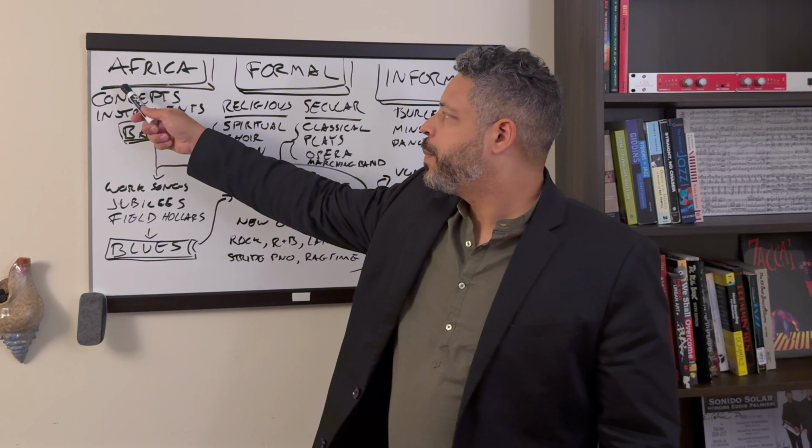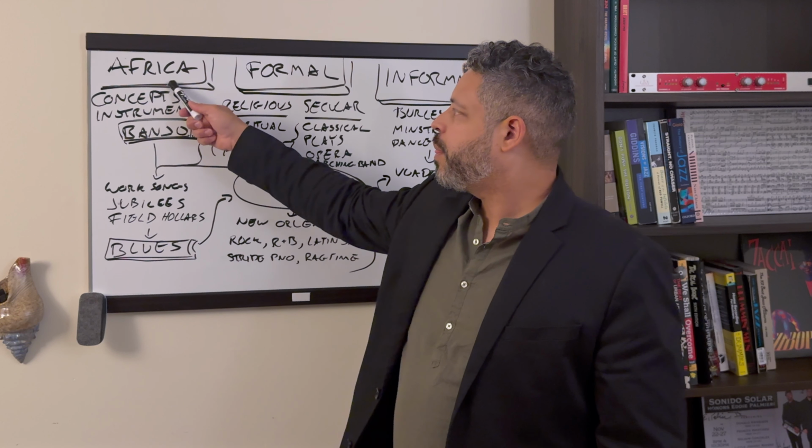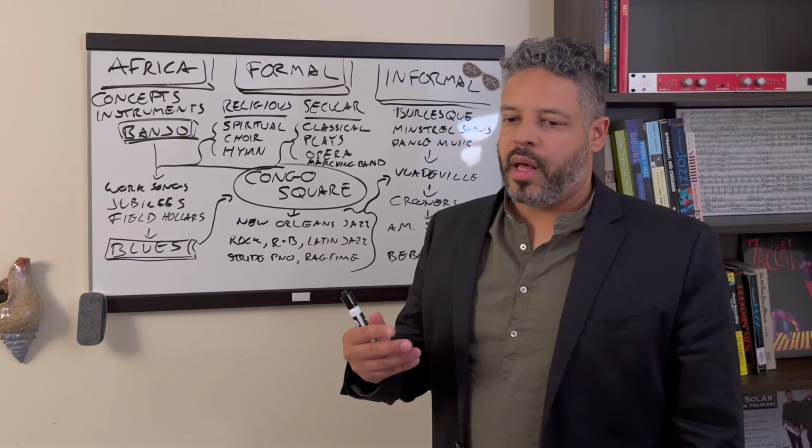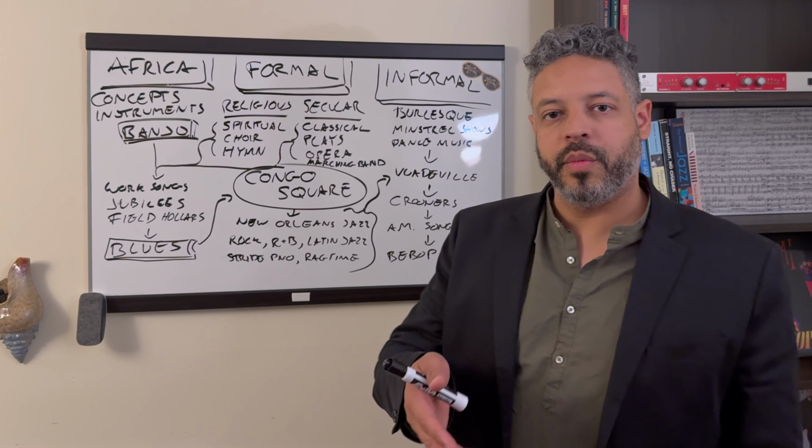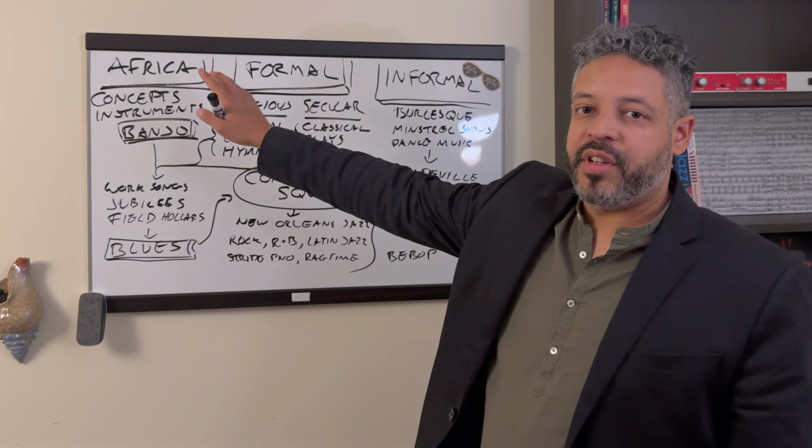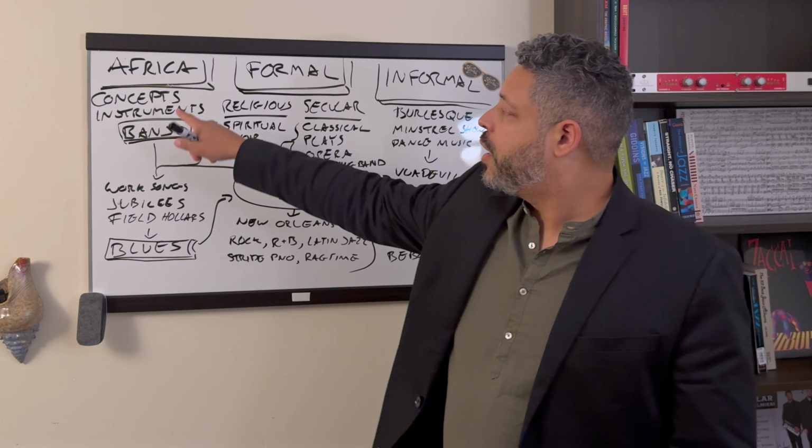So you have Africa, formal and informal. And underneath Africa, you have concepts and instruments. Concepts are like musical concepts, rhythms, and ways of approaching music. We can talk about that in that video where we discuss this.